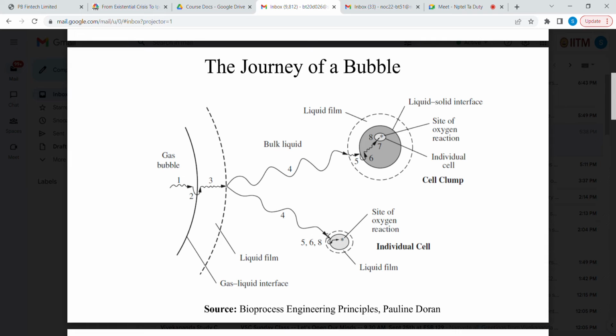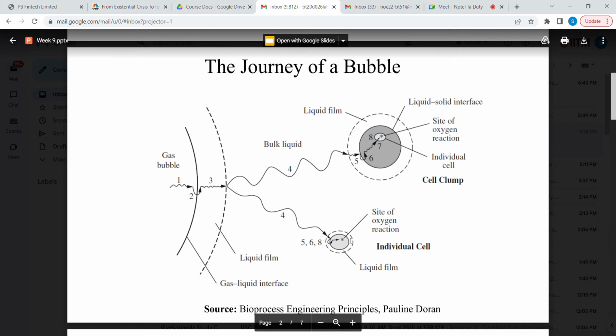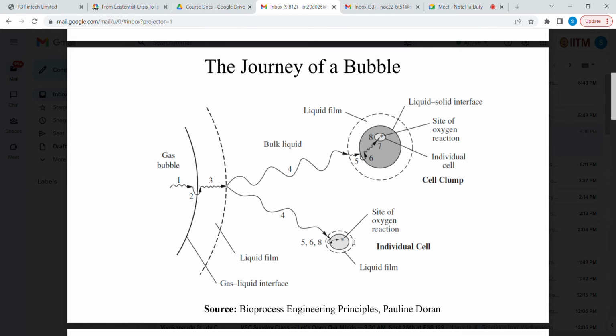This is how bioprocess works, and all the mass transfer resistances are set there. There are certain questions about this in the next slide, so I'll leave it at that. Now the oxygen has to traverse through this stationary film of liquid between the cell and the bulk, and it has to traverse through this liquid film and then into the cell, where it diffuses to the site of oxygen reaction.